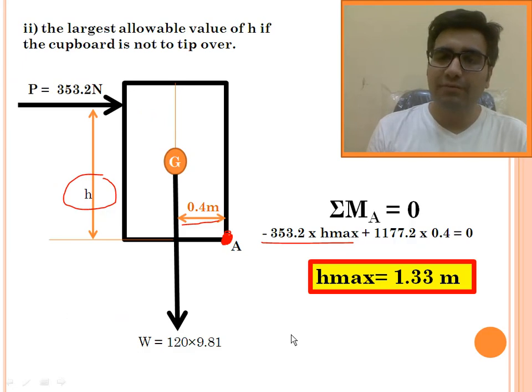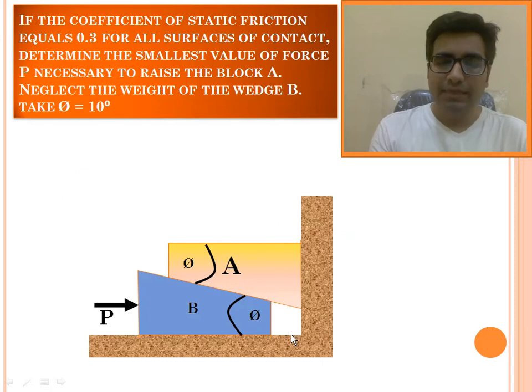Now apply the force at 1.5 meter, the cupboard is going to rotate about its bottom edge. Is that okay, my dear friend? So here in this question we have understood a topic known as tipping, which is nothing but rotation of the cupboard about its opposite edge. Is that okay, my dear friend? Let's see the next question.